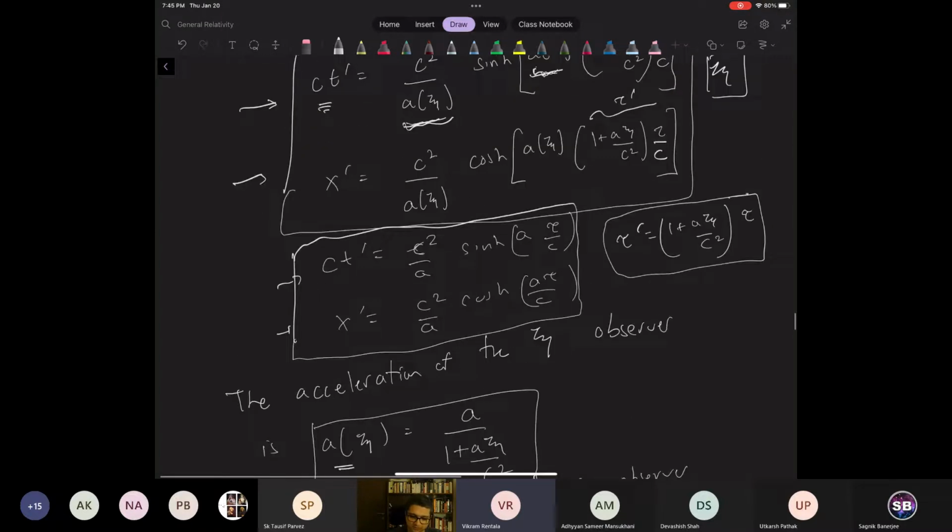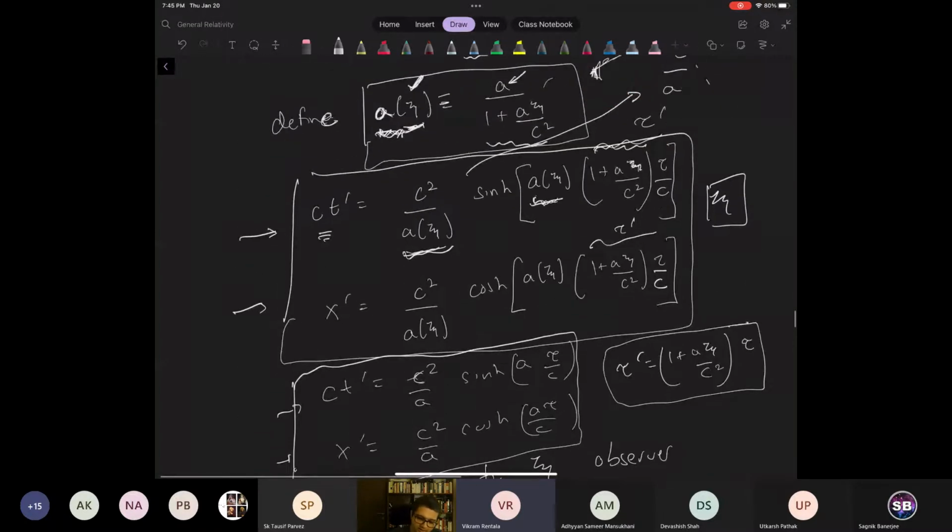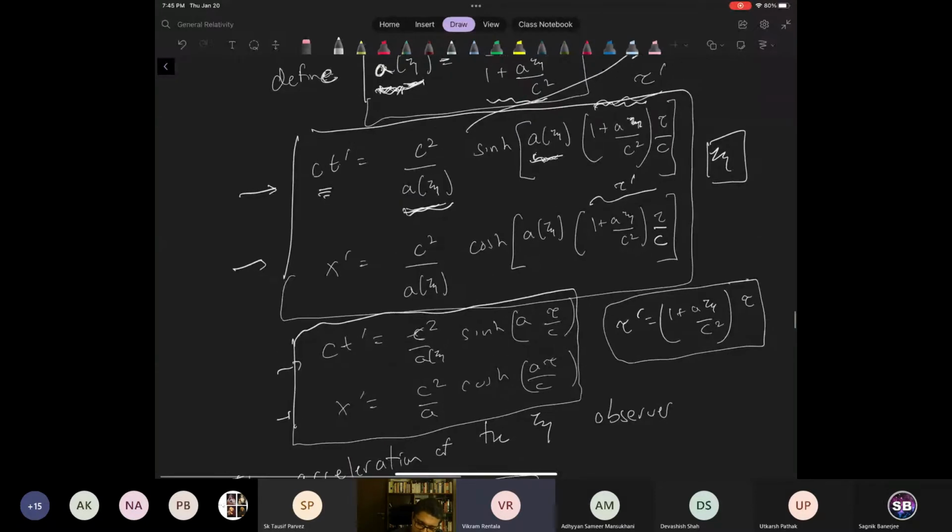For a given observer, their trajectory is now this, and this is tau prime. As we've seen, once I write the equations in this form, tau prime is actually the correct proper time for the xith observer. We can see that explicitly also. We'll work it out explicitly, that tau prime is the correct proper time for the xith observer. That's also easy to see.